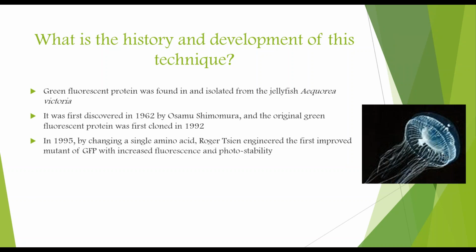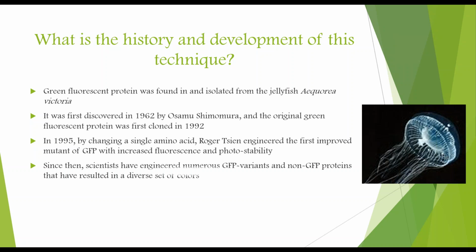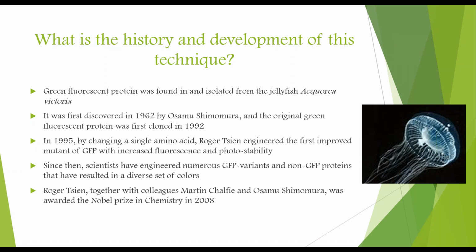In 1995, by changing a single amino acid, Roger Tsien engineered the first improved mutant of GFP with increased fluorescence and photostability. Since then, scientists have engineered numerous GFP variants and non-GFP proteins that have resulted in a diverse set of colours. Roger Tsien, together with colleagues Martin Chalfie and Osamu Shimomura, were awarded the Nobel Prize in Chemistry in 2008.